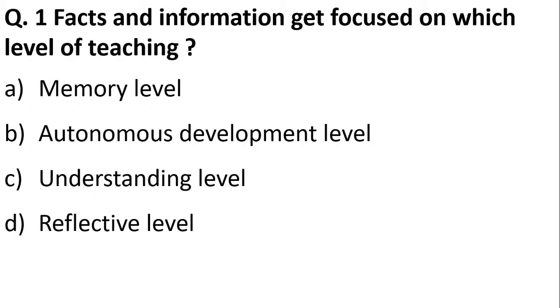so in today's session we'll be looking at 50 questions, starting with the first question, which is facts and information get focused in which level of teaching. So there are three levels of teaching, students, that is memory level, understanding level and reflective level. So facts and information is the main area in the memory level. Okay, A is the right answer.